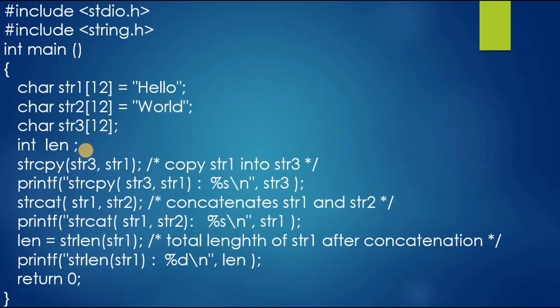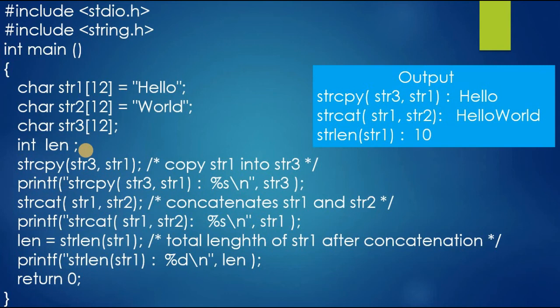When we execute this program, we will get output like this. The strcpy string copy function produces the result hello, the concatenation function produces the result hello world, and strlen gives the result 10. The length of the string is 10. Now we will see how this program worked.